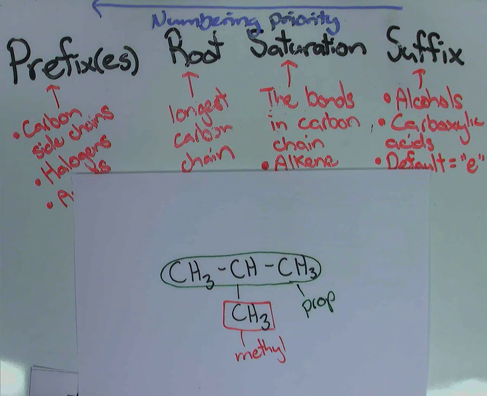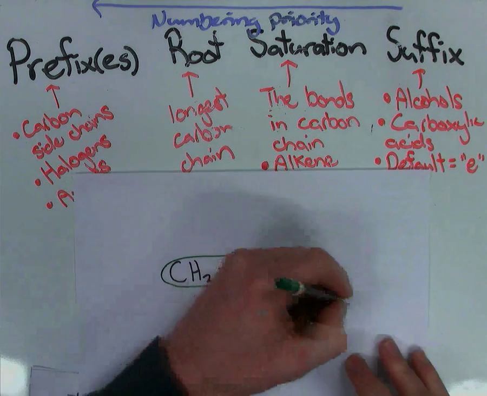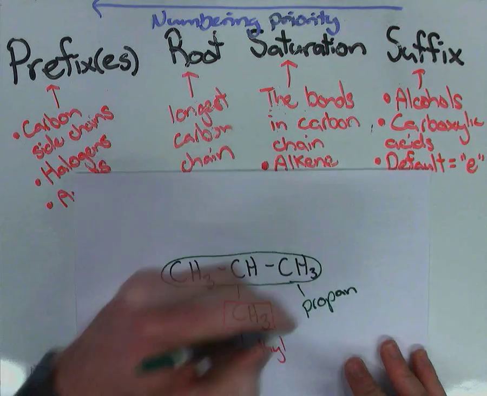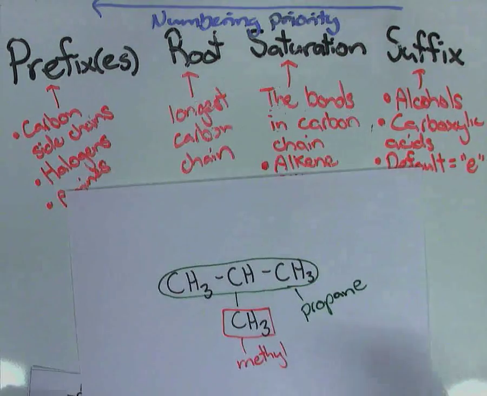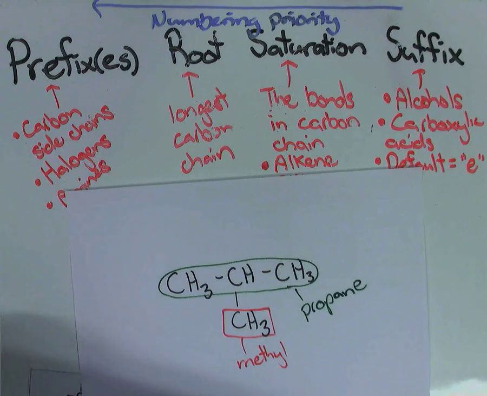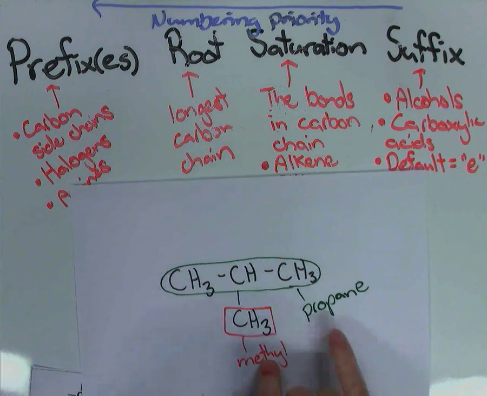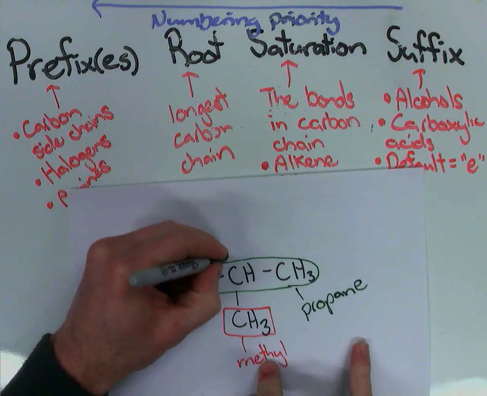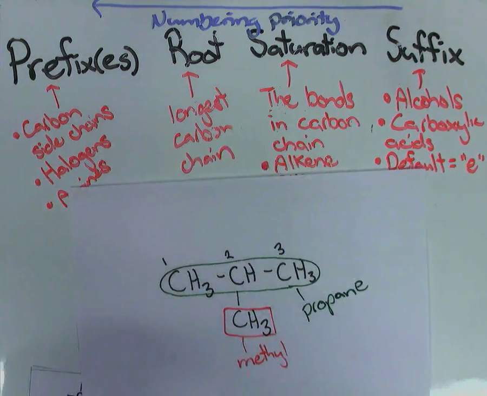The next section is the saturation. No double or triple bonds. The ending is an. No acid, carboxylic acids or alcohols, so the final ending is E. We'll come back a bit more about this in a second. But if I have something located on my main chain, it needs to essentially be given a street address, I guess, in terms of telling you where it lives.